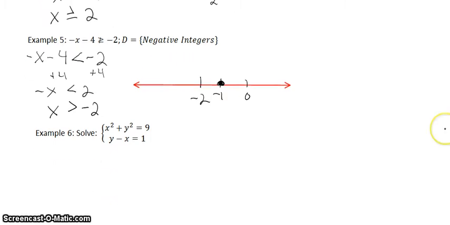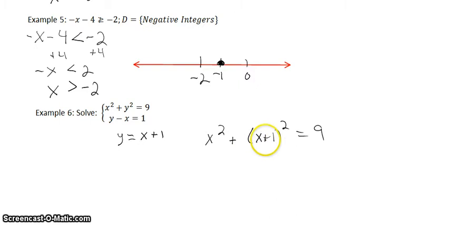Alright, then on the next one here, this is where we're going to have some irrational solutions, okay? So what I'm going to do first is get y by itself in this bottom equation. So y equals, I would add x to both sides, so it's going to be x plus 1. Then I'm going to fill that in for the y up here. So I have x squared plus x plus 1 squared equals 9.